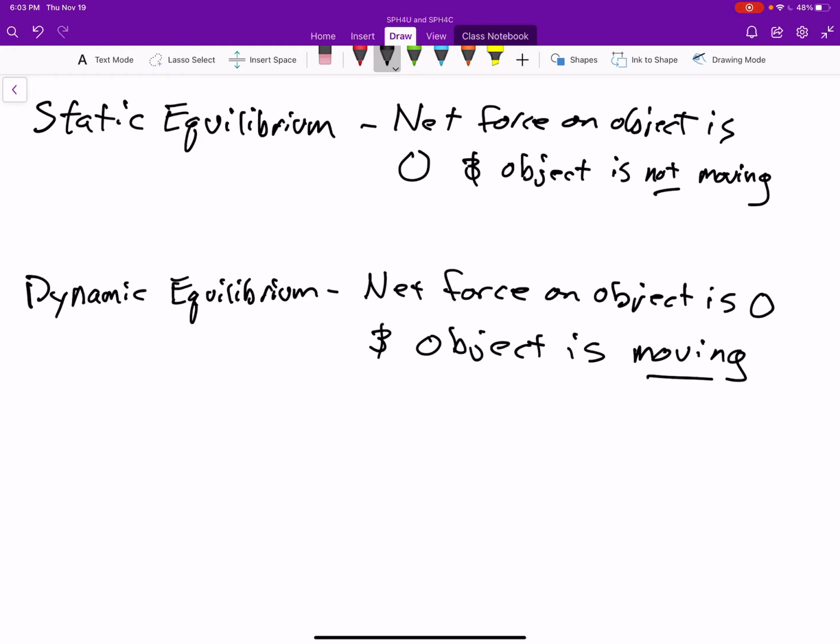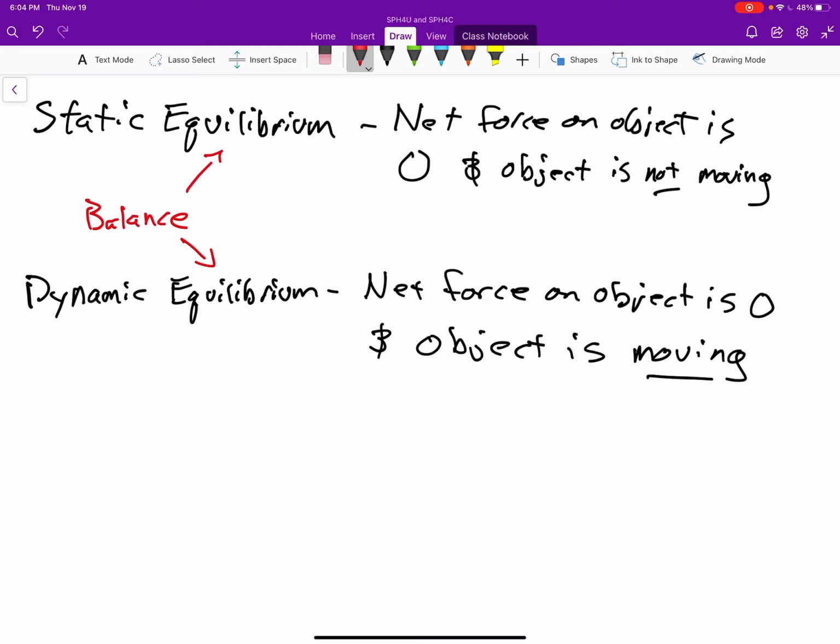The key word here is net force. We can have multiple forces acting on an object, but if all the forces are balanced, then the net force is 0. We'll explore this more as we get through the notes, but here I want to point out these definitions and notice the term equilibrium, right? Equilibrium, this is balance. So that's what this term equilibrium means.